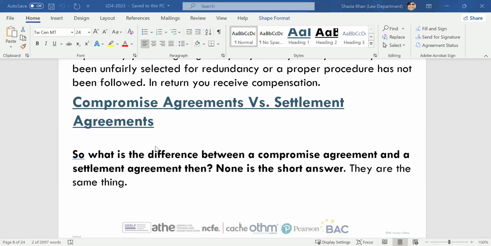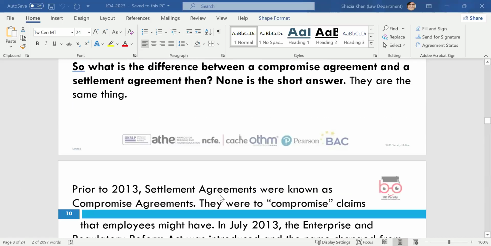And prior to July 2013, they were known as compromise agreements. A key change in the legislation was that discussions about settlement offers, the pre-termination discussions, are now protected in unfair dismissal claims, meaning that they cannot be used as evidence. So there's no difference. They're just the same thing.